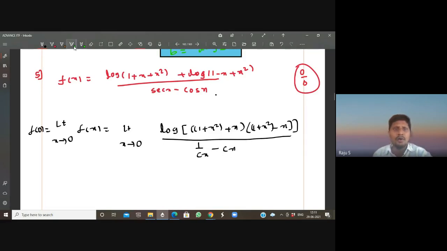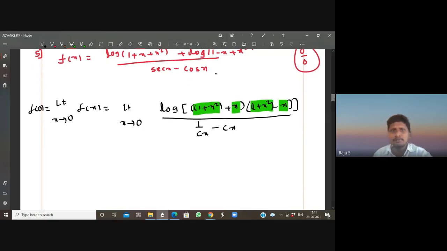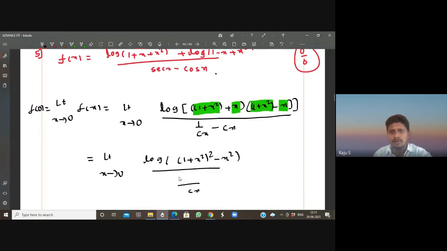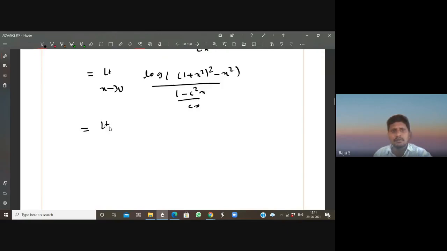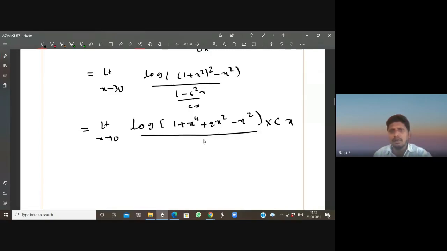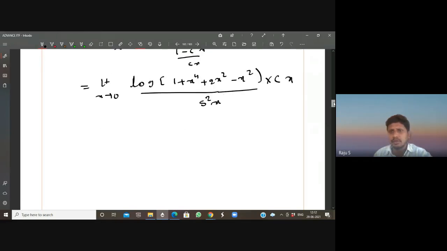Now see, students, it is in the form of a plus b into a minus b. So limit x extends to 0, log of 1 plus x square, the whole square, minus x square, all divided by, take LCM cos x, so 1 minus cos square x, that becomes sin square x. So limit x extends to 0. Now a plus b whole square formula you can apply. So log of 1 plus x power 4 plus 2x square, a square plus b square plus 2ab, by, see this cos x becomes numerator, cos x divided by sin square x. Okay.